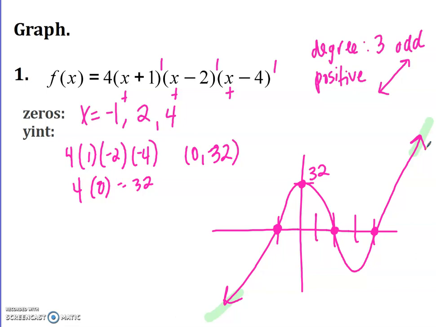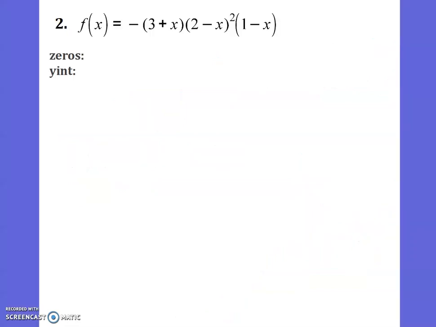Your zeros are important. Your y-intercept is one more thing that's going to help you figure this out. Okay? Here's our next one. We've got f of x is equal to negative (3 plus x)(2 minus x) squared (1 minus x). Okay? I'm going to go ahead and figure out if this is an even or odd.